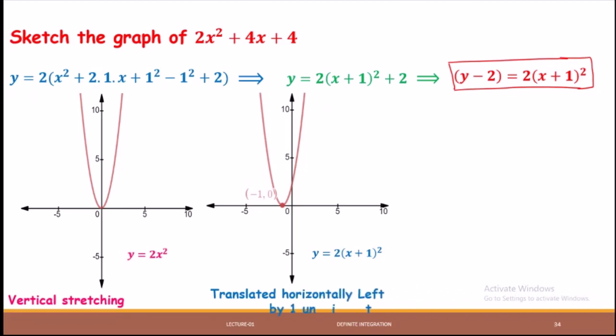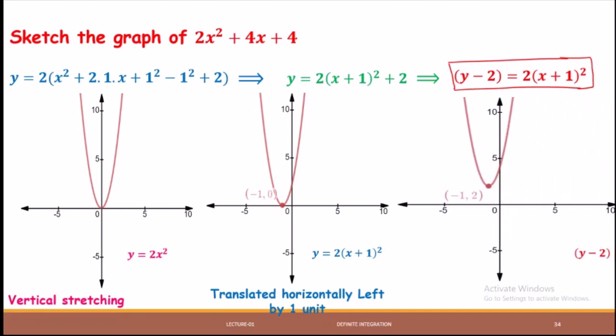This is a horizontal shift, the graph is shifted horizontally left by 1 unit. Then the graph will be shifted vertically up. y minus 2 equals 2 into (x plus 1) whole squared graph. Okay, this is how this graph can be sketched.